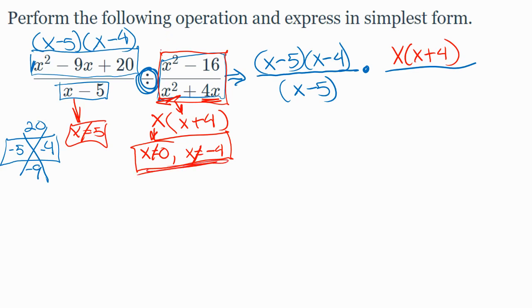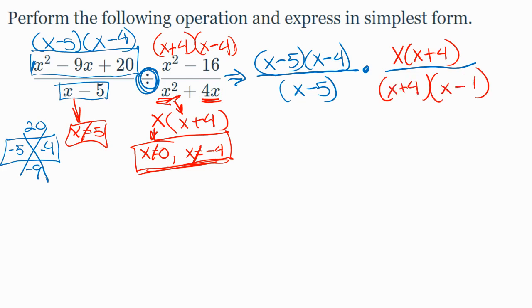Now, in the top of this right-hand rational expression, there's a difference of squares. So I'm going to factor that very simply by square rooting the x squared and the 16 to be x and 4, and then conjugates. So plus, minus, factored. And once I factored, I'm going to go ahead and put it on the bottom, the denominator of this inverted reciprocal here. So I got x plus 4 and x minus 4.